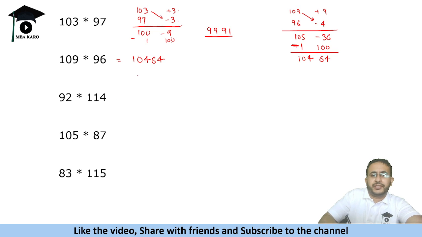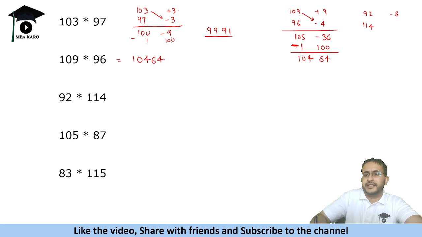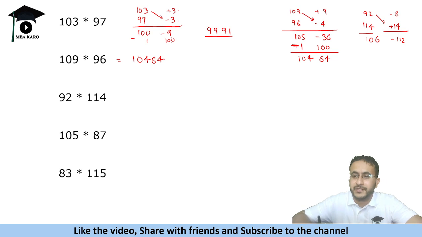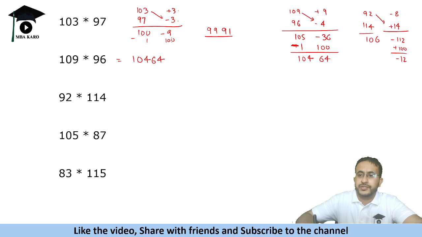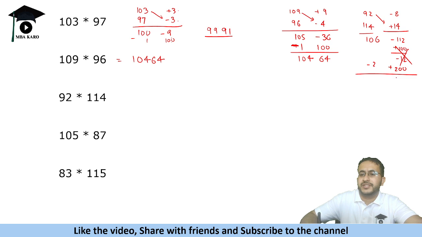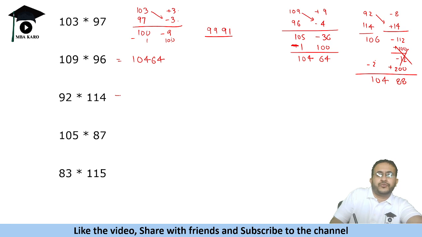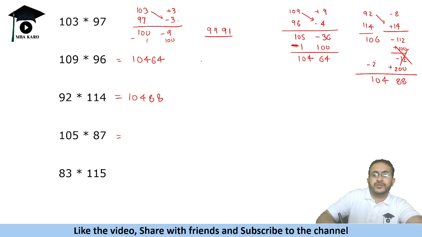So 92 into 114. 92 is minus 8. This is plus 14. Now this is minus 112, and if you do the calculation you get 106. Now if we add 100, it does not become positive. It is still minus 12. So instead of adding 100, we will add 200 and subtract 2 from here. So basically it will be 88 and this is 104. So 10488. Now let's do the calculation for these two also.